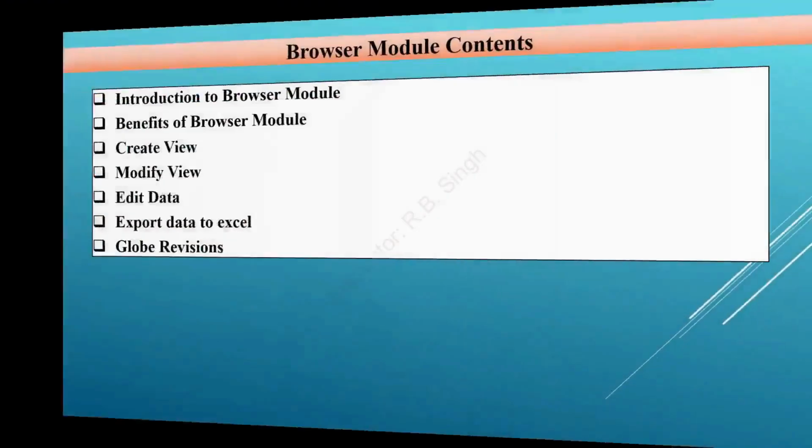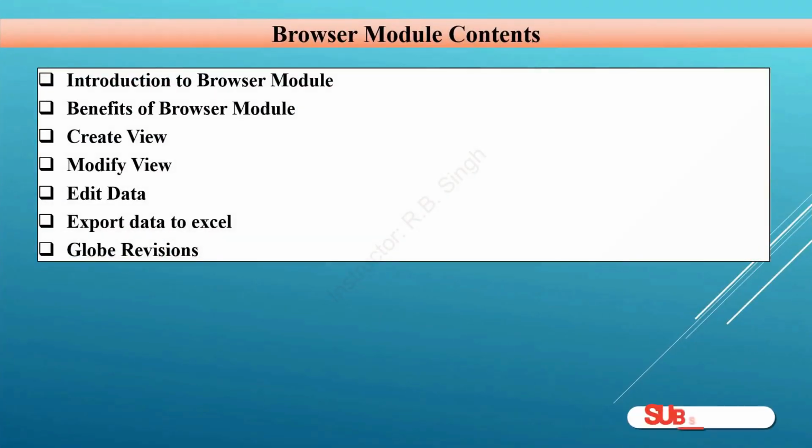So what we will learn here: first of all we will see the introduction, then we will see the benefits and advantages of the browser module. Then we will see how to create a view, how to modify a view, and how to edit the data. Then we will learn about exporting data or taking a dump to Excel from SPI, and then global revisions. So these are the key terms on which we will discuss. And in addition to these, I will let you know how to work efficiently in the browser module.